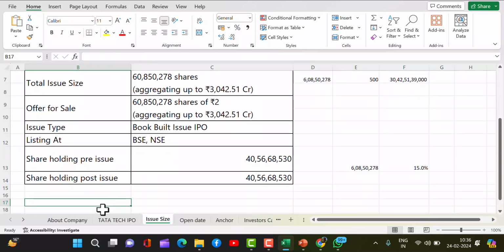Then shareholding pre-issue. So before the shares were issued, this is the total number of shares the company was already having. Okay. We can go to the screener also and look for information from there. Shareholding post-issue. After the issue, the shareholding remains the same. Why? Ritu? The shareholding remained the same.